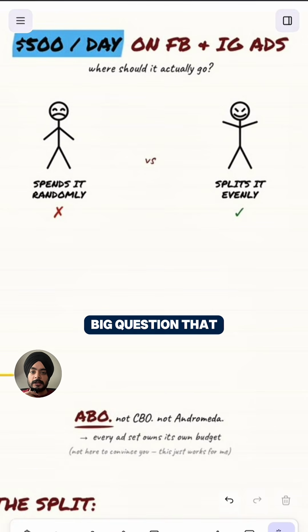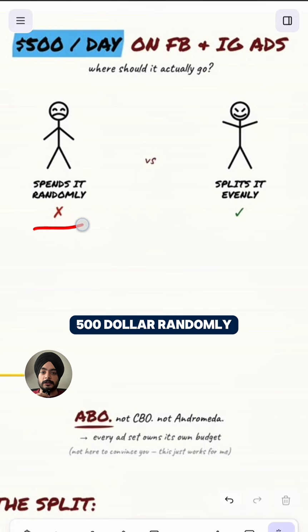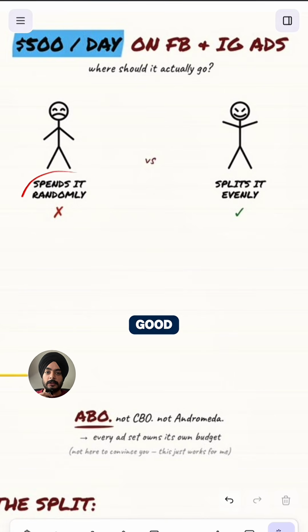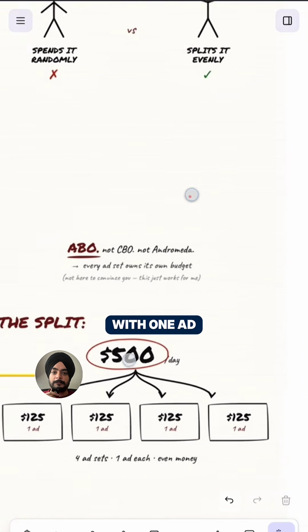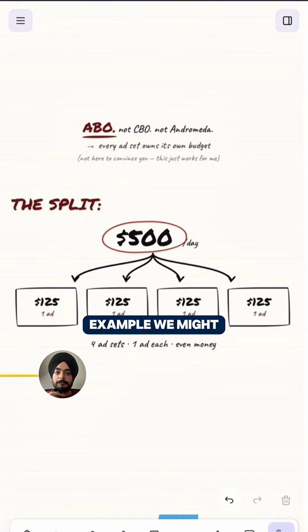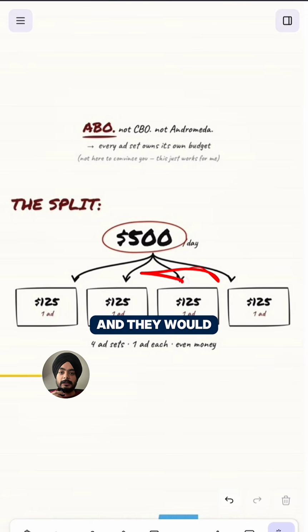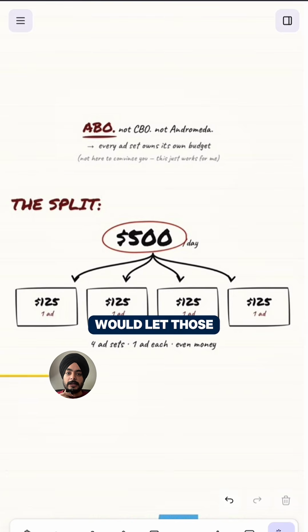One of the big questions that everyone has is where should this $500 a day go? Because it seems like most advertisers spend $500 randomly. This is not good. What I prefer to do is split that $500 evenly with one ad per ad set. So as an example, we might have 4 ads and they would each have $125 per day to spend, and then I would let those ad sets run for 4 days in total.